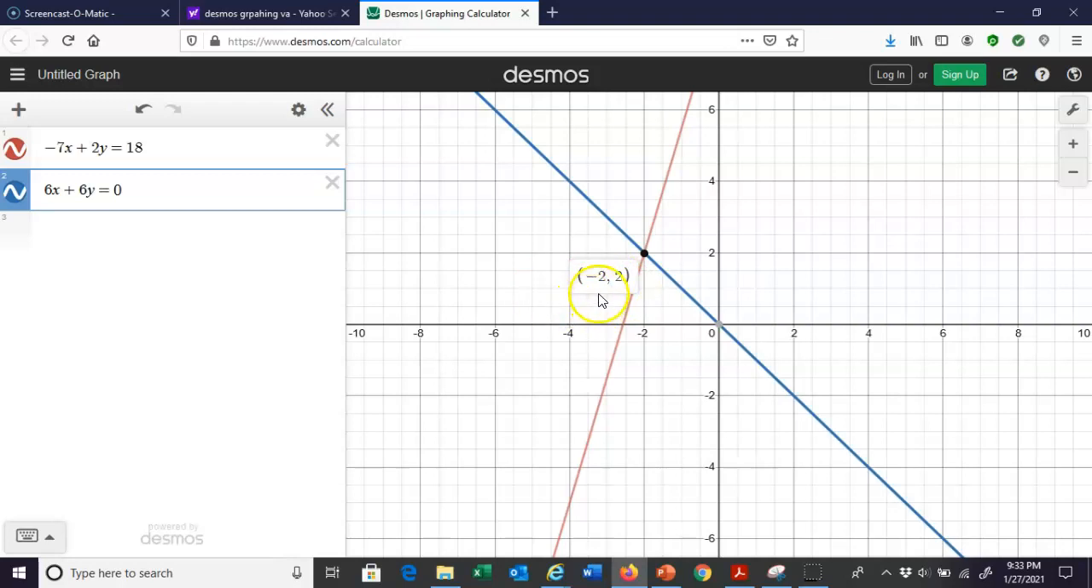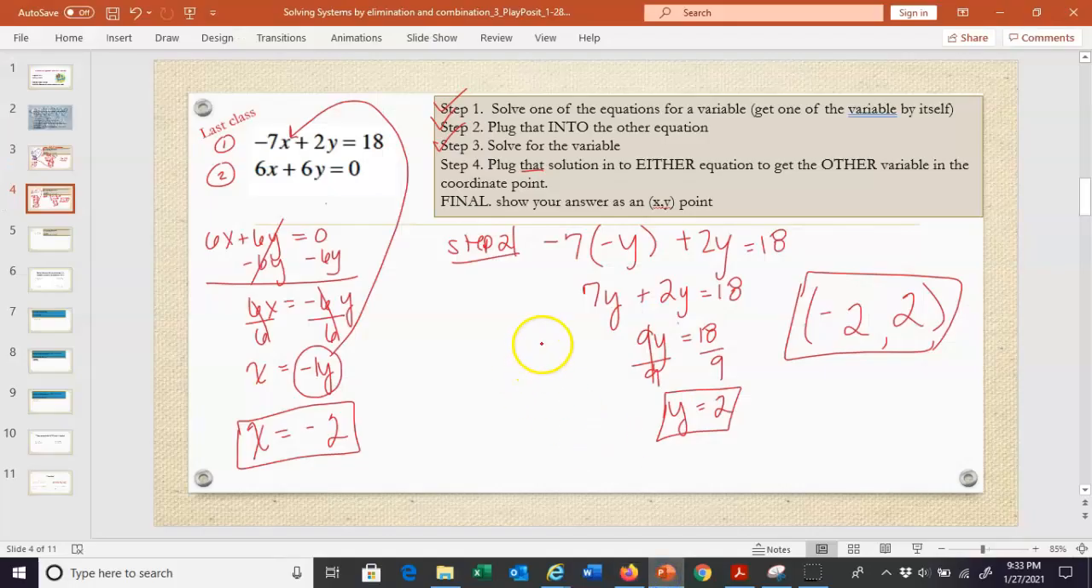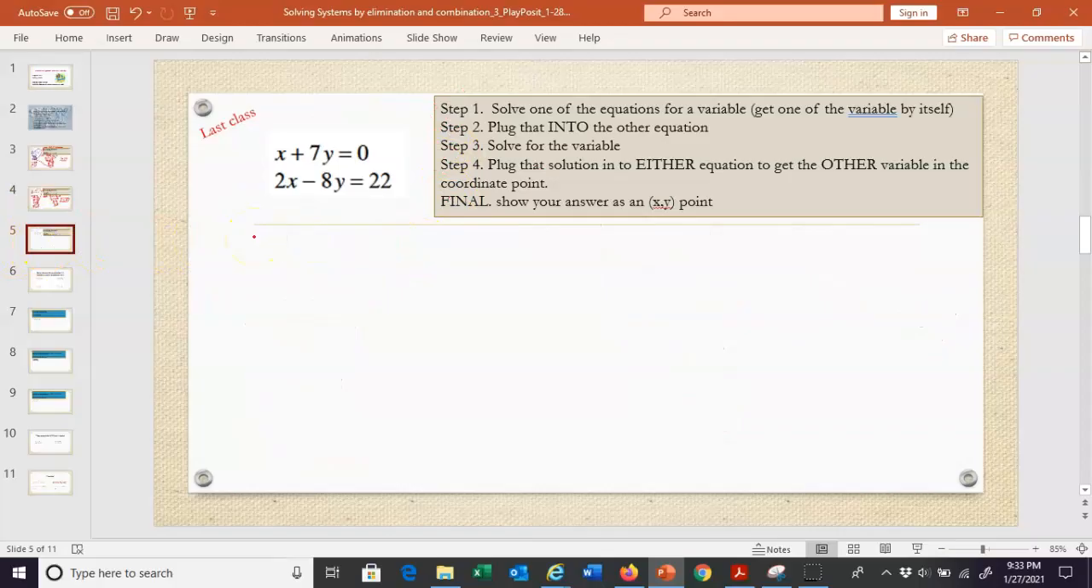If you were to take x equals -2 and plug it into both of these, it would work. You would get 2 out for y. It's basically like a simultaneous solution. It works for both. That's the whole point. So cool, we did step number 4. Okay, let's try another one.